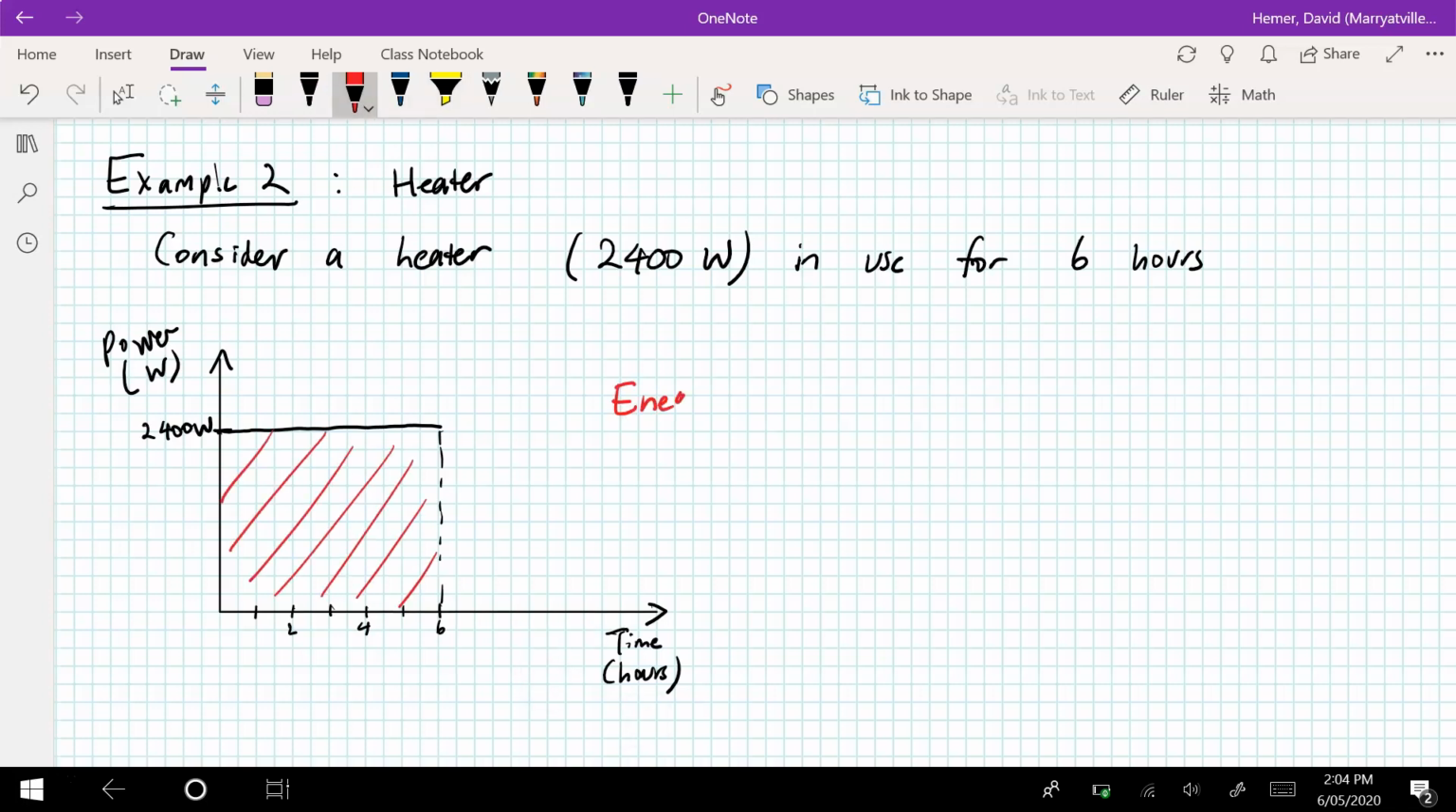So the energy now can be calculated by multiplying the power, so 2,400, by the time, 6 hours, which gives us a value of 14,400. And the units in this case are going to be watt hours, so WH, which when we convert it becomes 14.4 kilowatt hours, which is the most common unit used in measuring electrical usage.